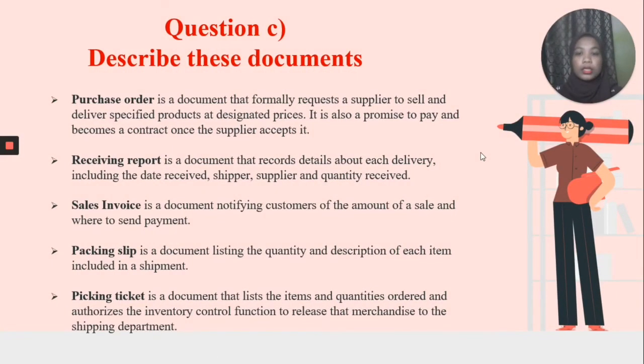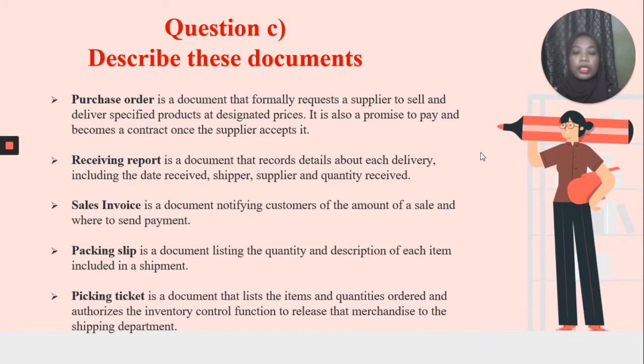Next, question C. Describe these documents. Purchase order. Purchase order is a document that formally requests a supplier to sell and deliver specified products at designated prices. It is also a promise to pay and becomes a contract once the supplier accepts it.